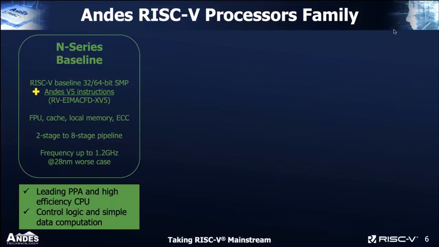Some of the major features of these processors probably include a floating point unit, caches and local memory to access data and instructions, and ECC for security and reliability. And we have processors starting with 2-stage, 5-stage, and 8-stage pipelines. They typically run at frequencies up to about 1.2 gigahertz in TSMC 28 nanometer worst case.